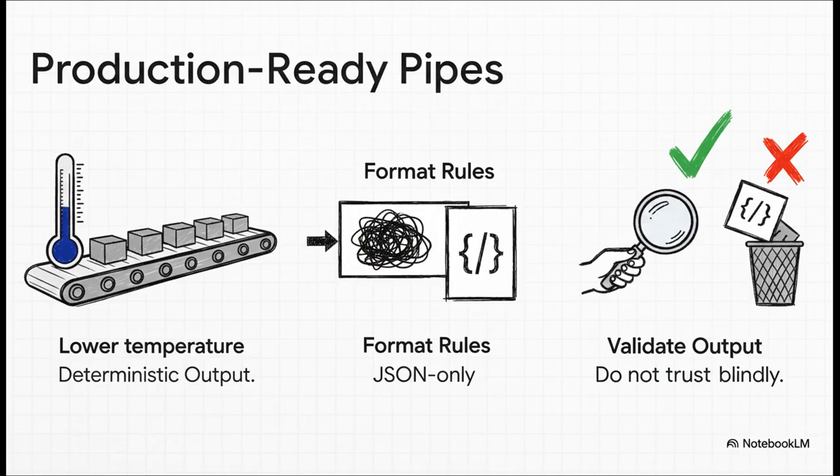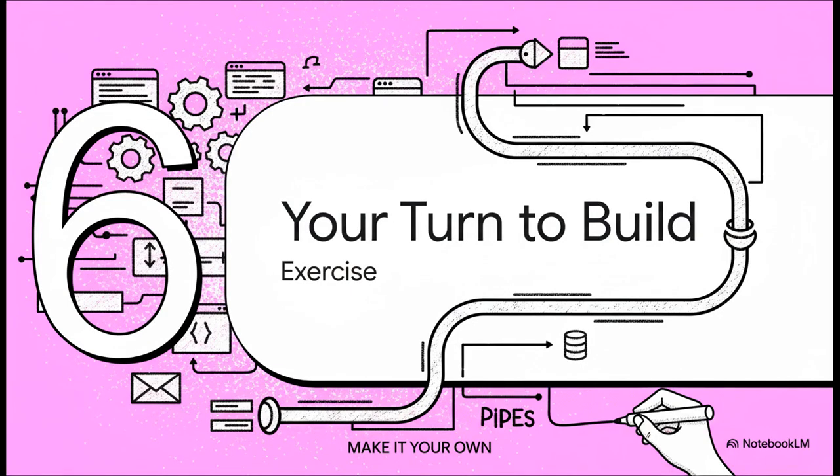Okay, rule 2. If you need your data in a specific structure, like for a database, you need to tell the model explicitly to respond only in a format like JSON. Be strict about it. And finally, and this might be the most important rule of all, always, always validate the output. Never just blindly trust what the language model gives you. Check it.